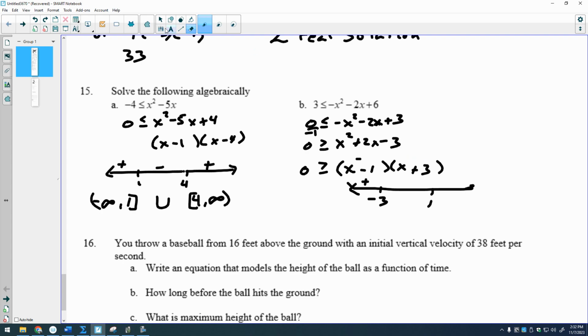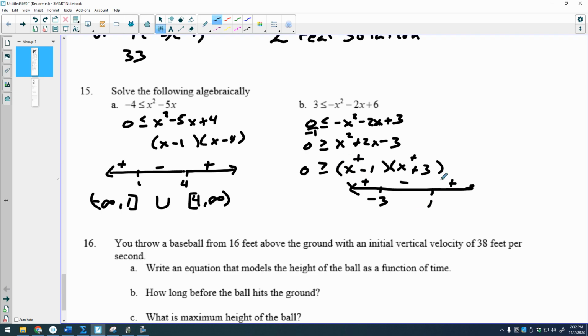Plugging in 0 gives me 0 minus 1 is a negative number. 0 plus 3 is a positive number, and a negative times a positive is a negative. Last one, put in something bigger than 1, like 2. 2 minus 1 is positive, 2 plus 3 is positive, and positive times a positive is a positive.